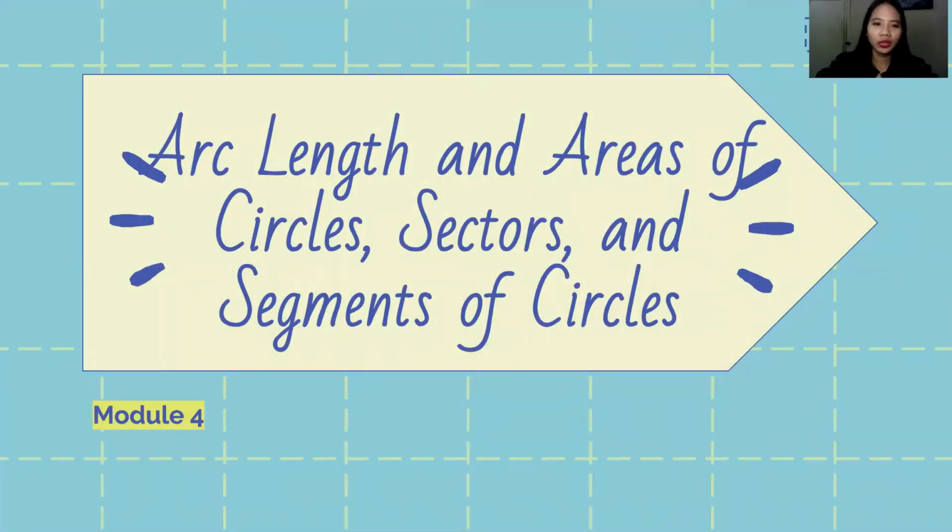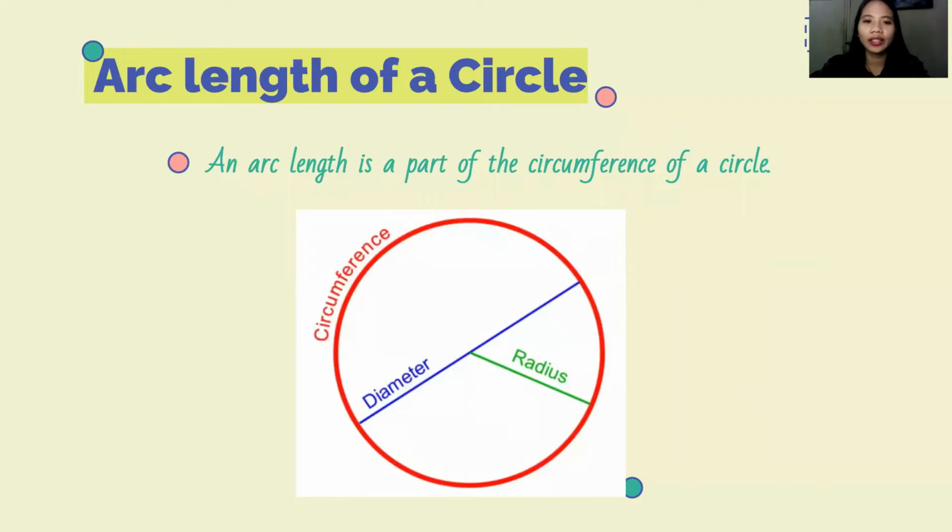Good day, everyone. Our topic for today is about the arc length and the areas of the circles, sectors, and segments of the circle. So what is the arc length? The arc length of a circle is a part of the circumference of the circle. The circumference of the circle is 2 pi r or 360 degrees.